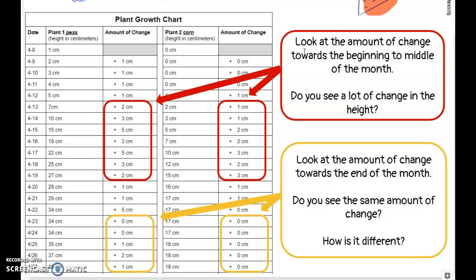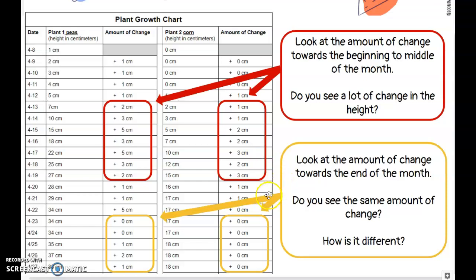I'm hoping to see a lot of thumbs up. That's quite a bit of change. For our seedlings to grow 2 or 3 or even 5 centimeters a day, they're growing pretty quickly, at a quick rate. The same for our corn. If they're growing at 2 or 3 centimeters a day, that's pretty fast.